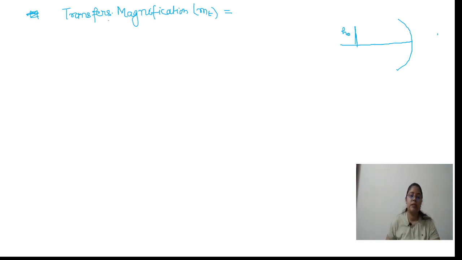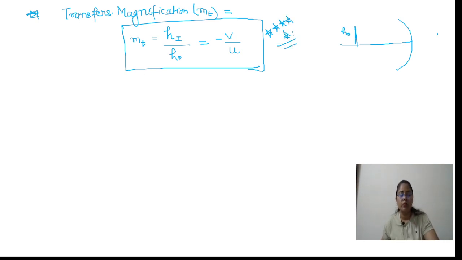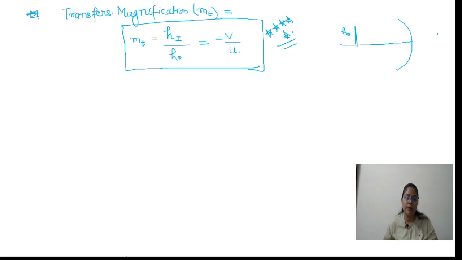So my dear student, MT is equal to the ratio of height of image upon height of object, which is equal to minus V upon U. This is a very important formula for the NEET examination, because many questions come from this topic. Various questions come from this topic. This is a 5-star topic. So to find the height of the image, you use this formula.